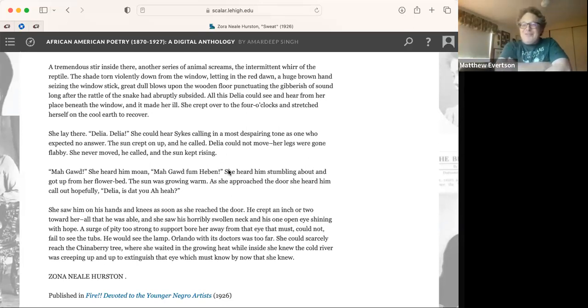Now, isn't that a great description from outside the window? Hurston is so great here. We have to imagine what's going on inside, and the poetic justice and the redemption just keeps continuing on, because he pulls the stick out of the window to kill the snake. So now Delia doesn't have to worry about the snake. And we find out very shortly that the snake has bit Sykes in the face. Perfect. His face is starting to swell. His mouth is starting to swell shut. It couldn't be more perfect.